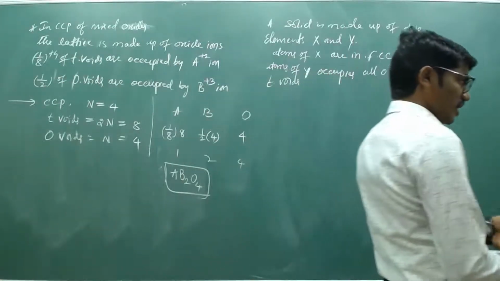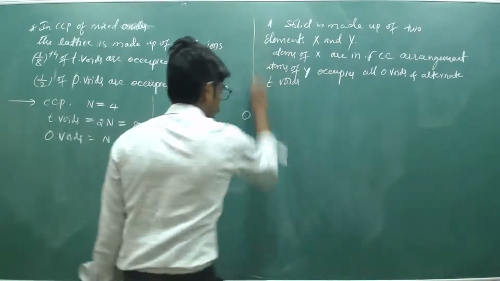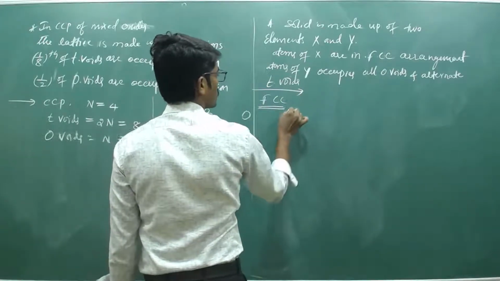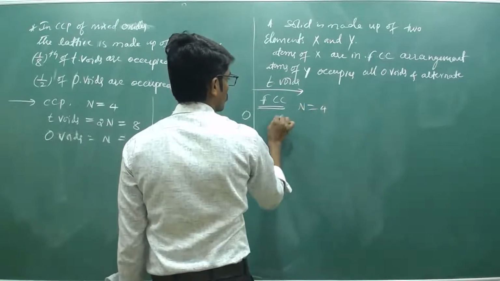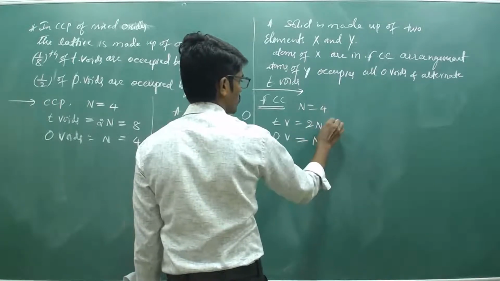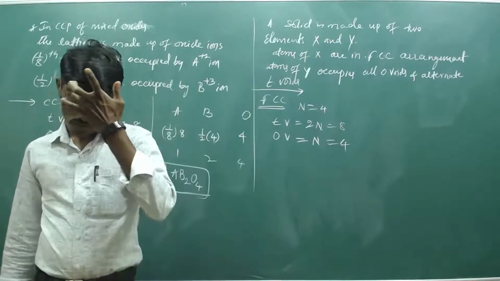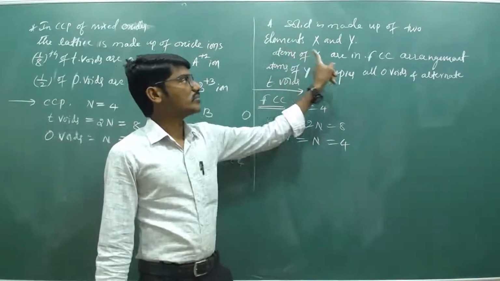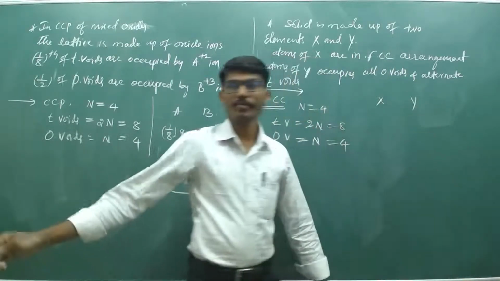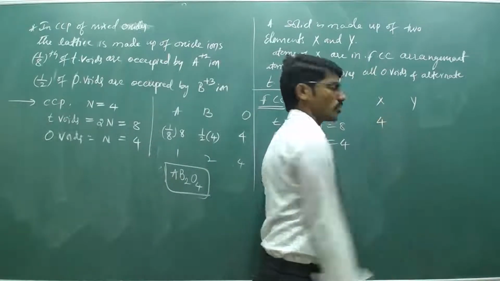First, find out octahedral and tetrahedral voids. How many octahedral and how many tetrahedral voids are there? Of course, in this case, it is FCC, which is nothing but n equal to 4. Tetrahedral void is 2n, octahedral void is n. That is equal to 8 and 4. Clear? Now, atoms of X are in FCC. So here I have 2 elements X and Y. Atoms of X are in FCC. That means this is equal to 4.